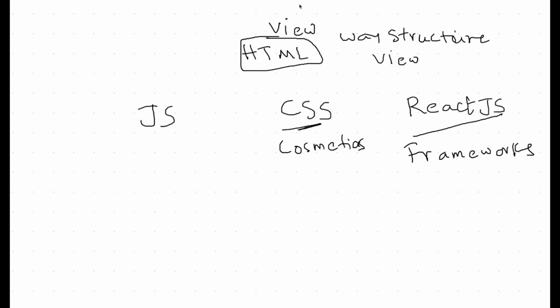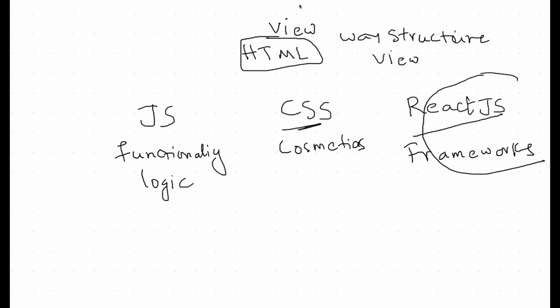So if you want to show a rectangle, with your HTML you say, okay, I want to insert a rectangle here. The color of the rectangle is given by your CSS. And if I want to move this rectangle here and there, I'll be using JavaScript. The functionality, or the logic, is given by JavaScript. We'll come to React later. But I'm talking about functionality, cosmetics and view.